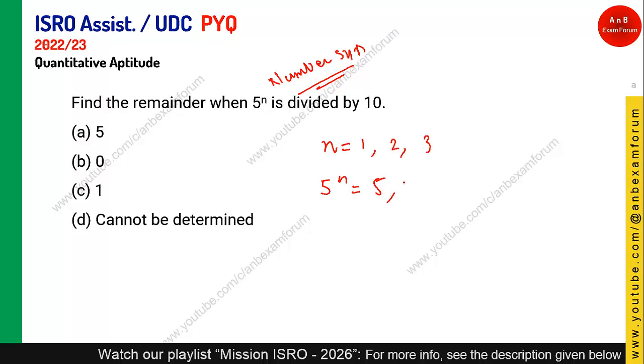5^1 is 5, 5^2 is 25, 5^3 is 125. When you divide each and every term by 10, what remainder do you get? You always get 5 as a remainder. So option A is the right answer.